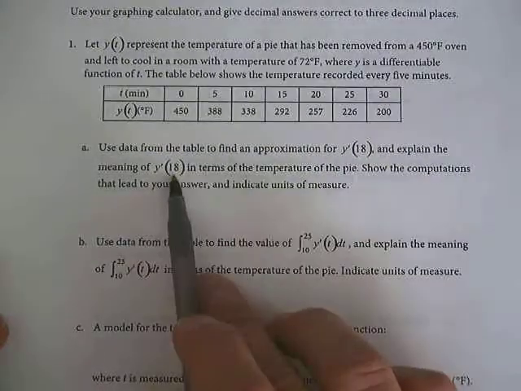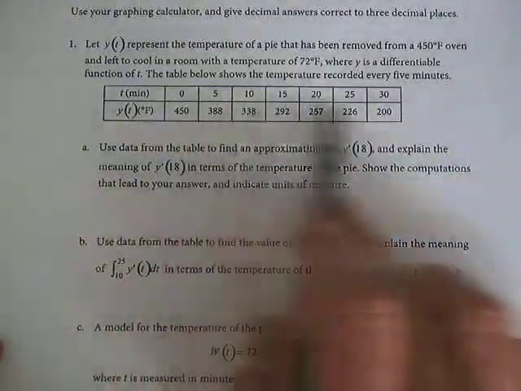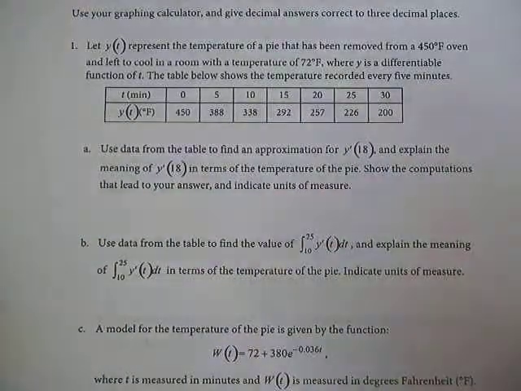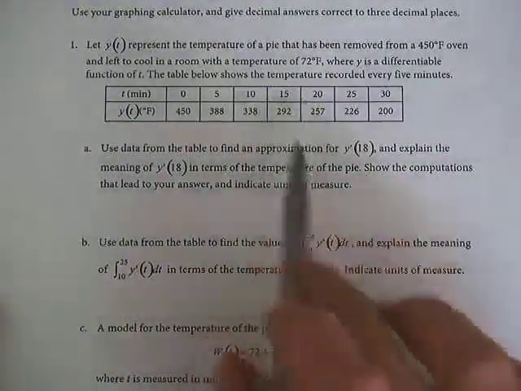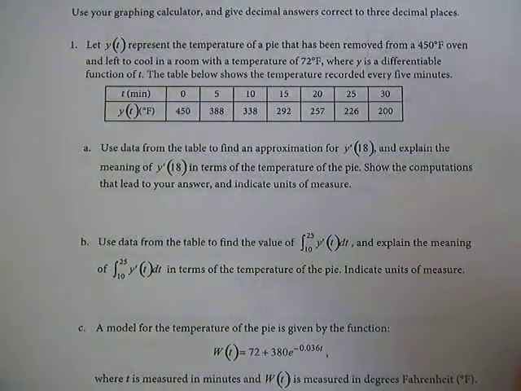And ultimately, again, what does that tell us? That at time 18, the rate of change of the temperature of the pie is -7 degrees Fahrenheit per minute. So again, if you have a tabular situation like this and they ask you to find the derivative of the tabular data, then you just pick the ones that 18 is surrounded by. You've got 15 and 20 as your two candidates. That would give you an estimate for the slope at 18.